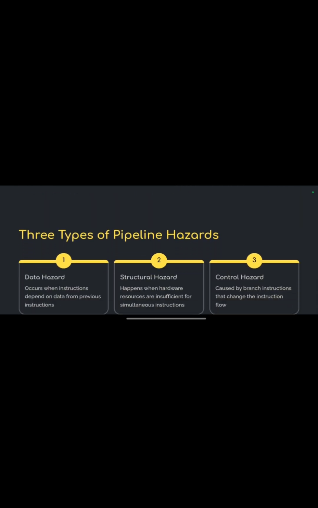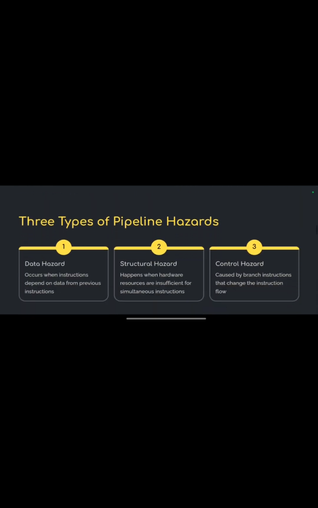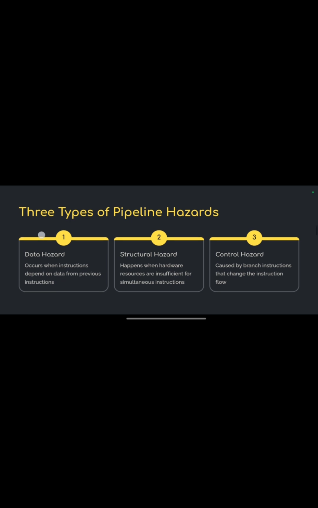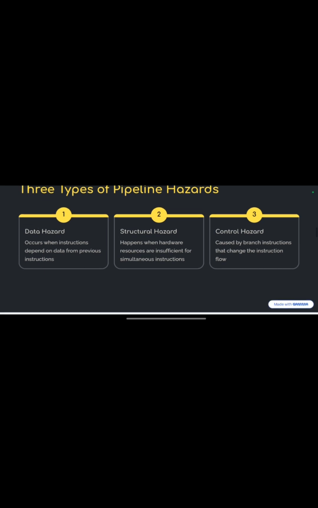There are three main types of pipeline hazard. First is the data hazard, next the structural hazard, and next the control hazard. A data hazard occurs when one instruction depends on the result of another, so the data is not ready yet. A structural hazard occurs when hardware resources are not enough: two instructions try to use the same hardware at the same time. A control hazard occurs due to a branch or jump instruction, where the next instruction is not known immediately. So pipeline hazards are classified into structural, data, and control hazards.